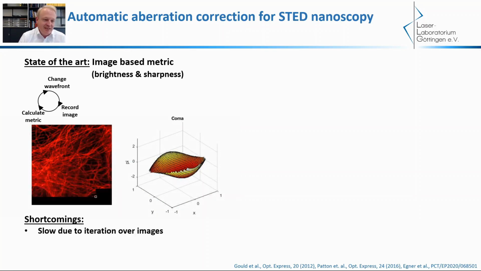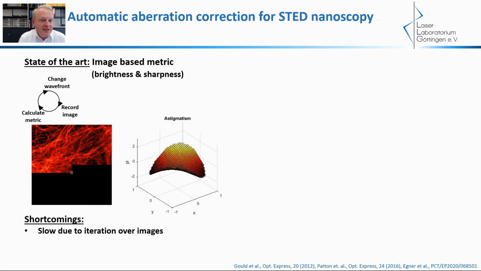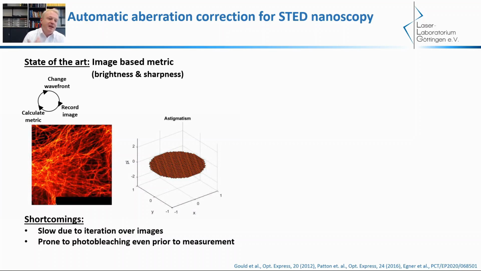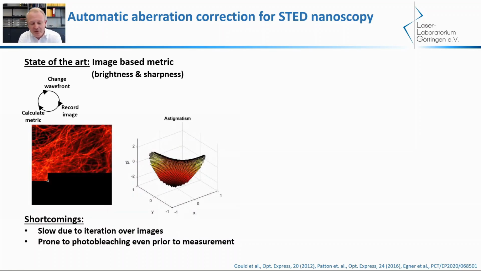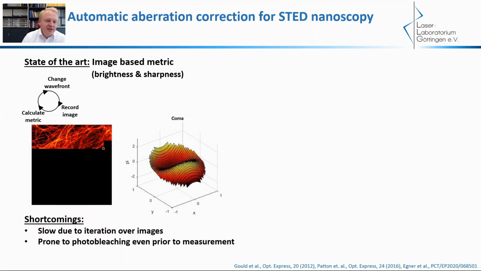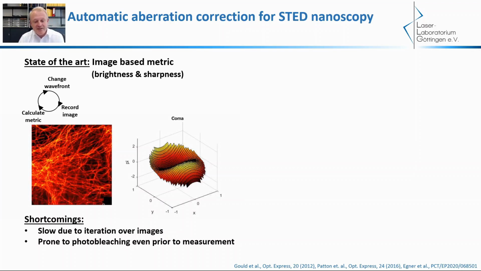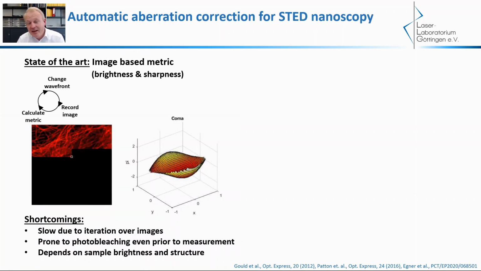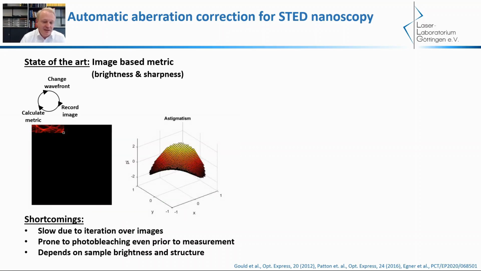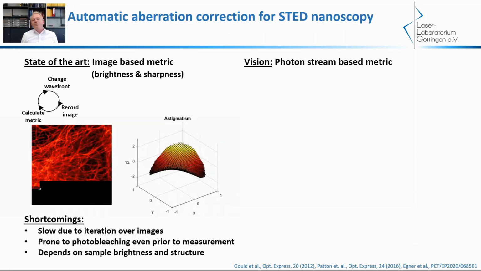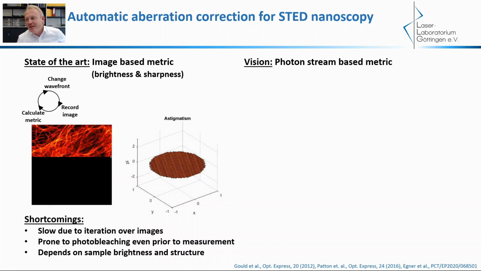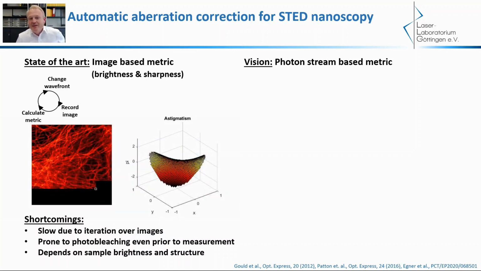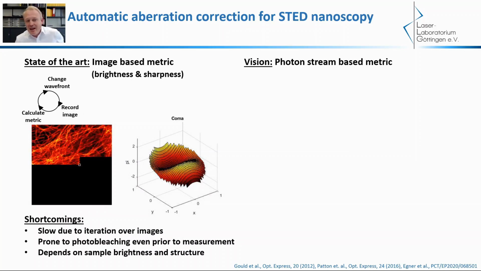And this means that the shortcomings of the state of the art are that we are slow due to the iteration over the images, because we have to record many images in a row in order to optimize the metric. We are prone to photobleaching even before we start the actual measurements. And the metric depends on the sample brightness and on the sample structure. And in an ideal case, what one would have is something like a photon stream based metric, so that we don't depend on the structure of our sample when we determine the best aberration correction.